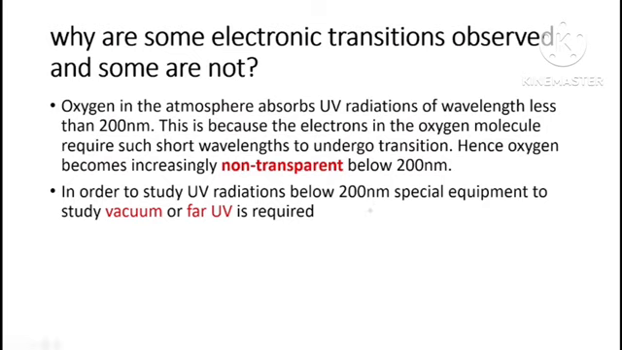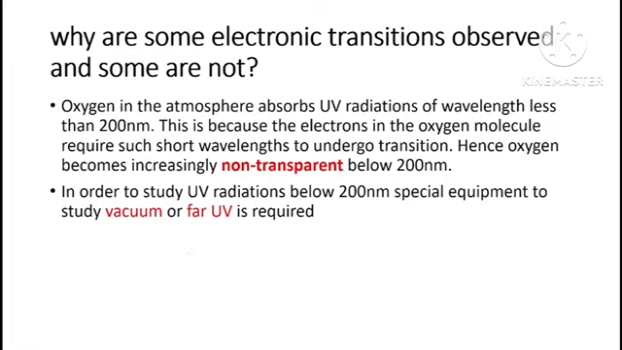Yes. The second point says that in order to study UV radiations below 200 nanometers, special equipment to study vacuum or far UV is required. Now, if you followed the video very well, you would have understood what vacuum and far UV means. It means radiations that are below 200 nanometers, close to the X-ray region, right? Is that not it? Good.